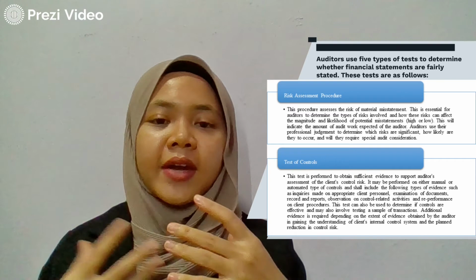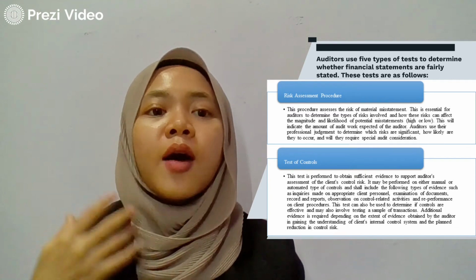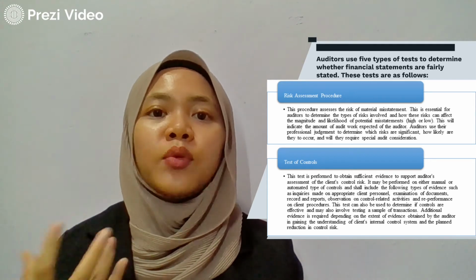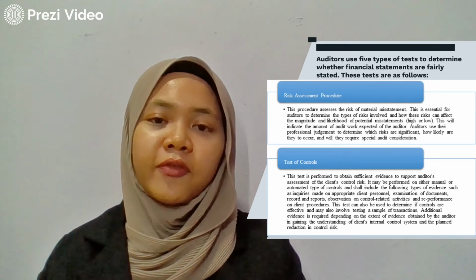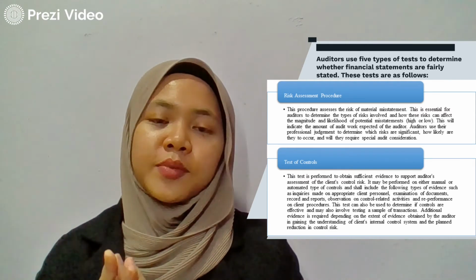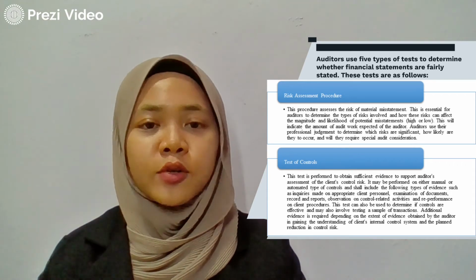Auditors use their professional judgment to determine which risks are significant, how likely they are to occur, and whether they will require special audit consideration. Next is test of controls. This test is performed to obtain sufficient evidence to support auditors' assessment of the client's control risk.